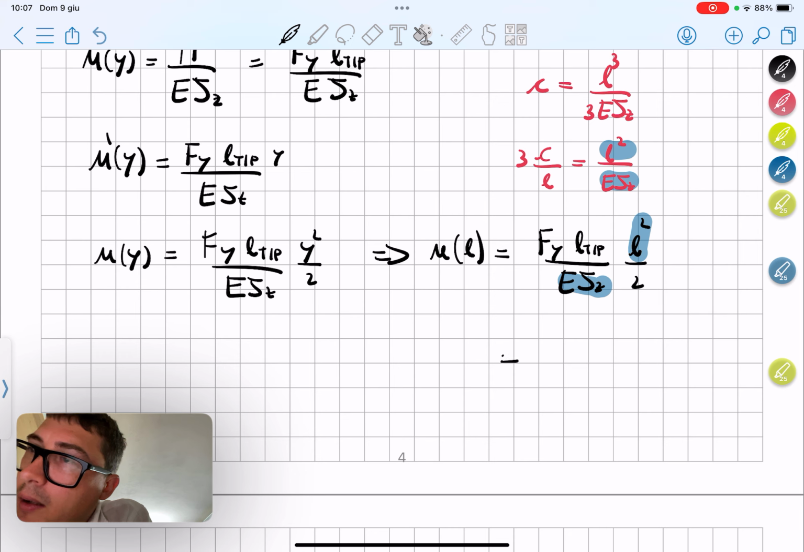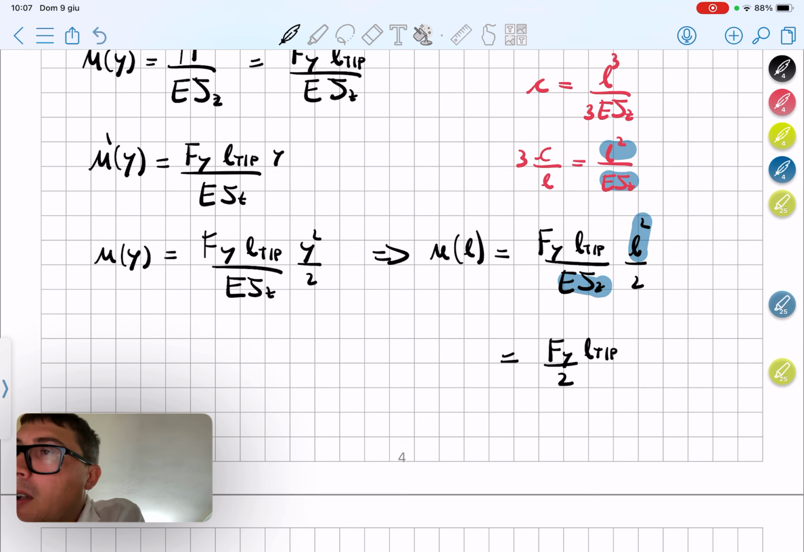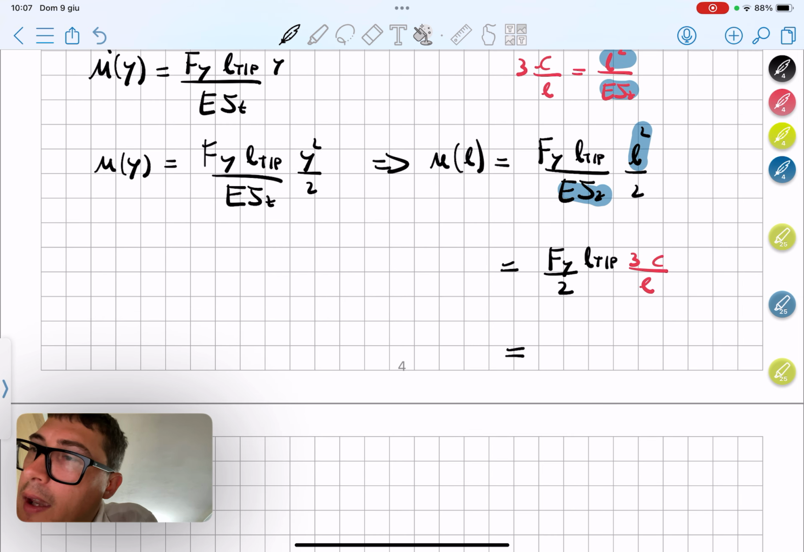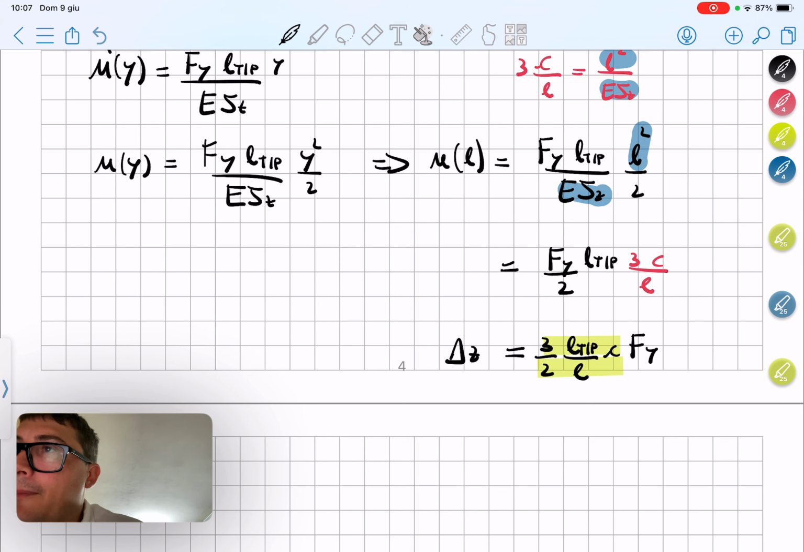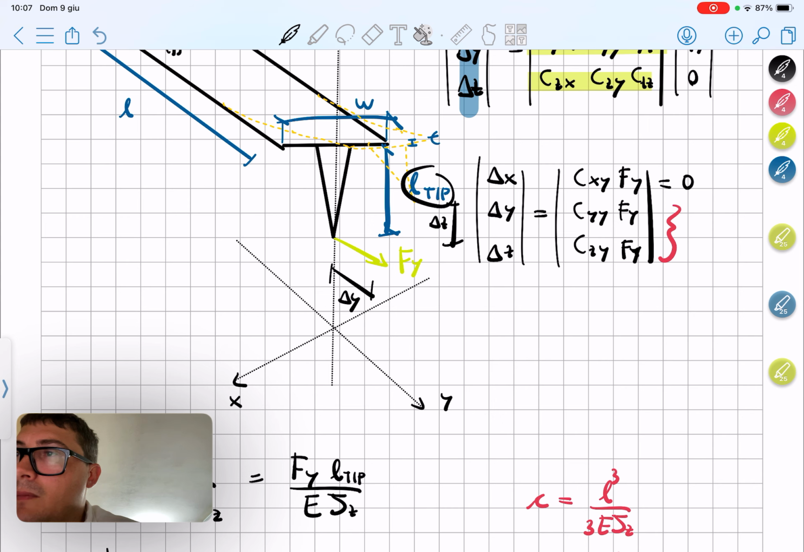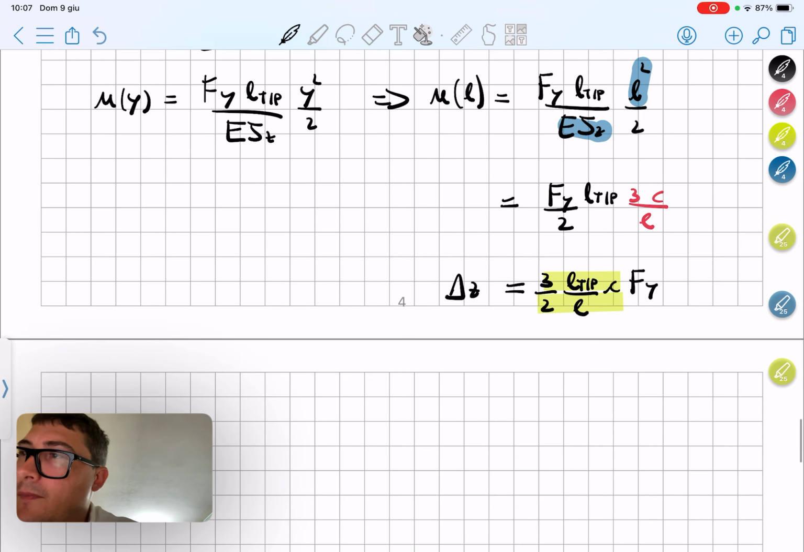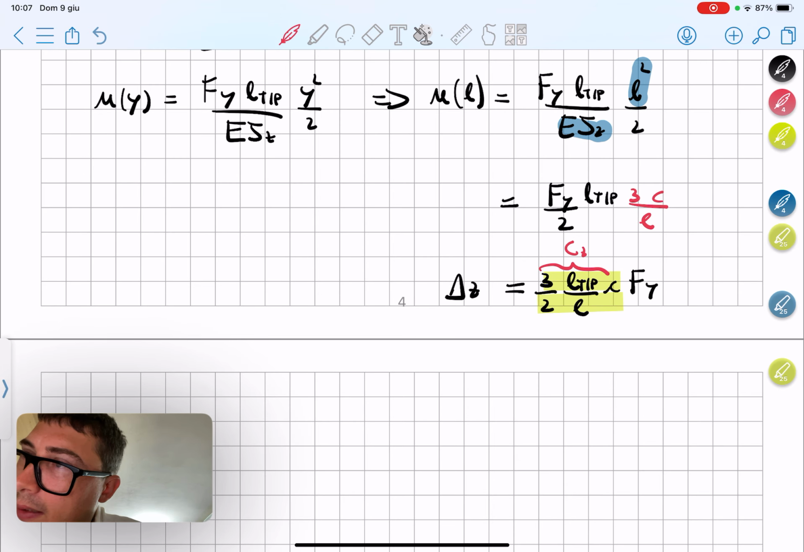I substitute in here, and I have f of y, L of the tip, divided by 2, and I put 3C over L. And if I rearrange this, I have 3 over 2, L of the tip divided by L, C, f of y. So we have already obtained what we wanted, which is this coefficient, because this is C, this is delta z, f of y. So it's CZY. This is CZY. Okay?